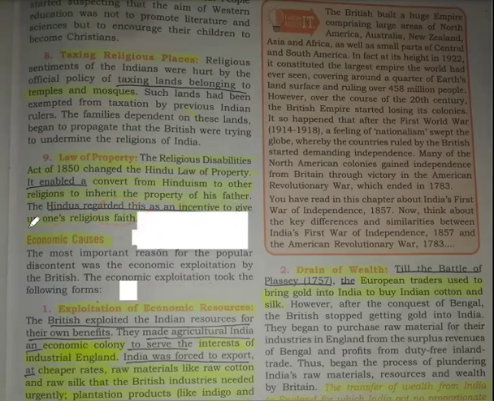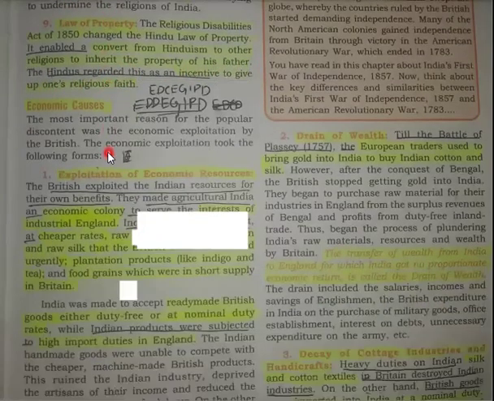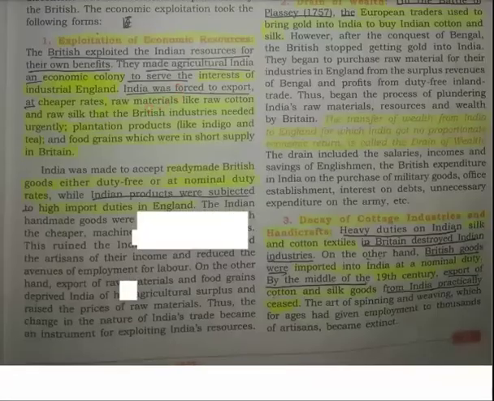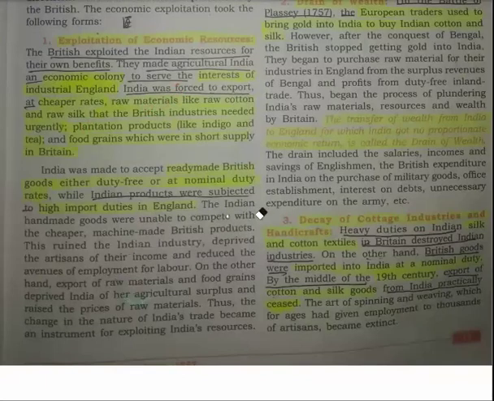Now, economic causes. Well, you've already seen it. So economic exploitation, the first thing that comes to our mind is about economic resources, right? Economic exploitation of economic resources.